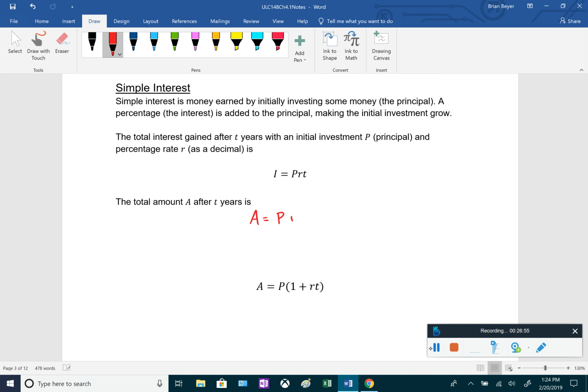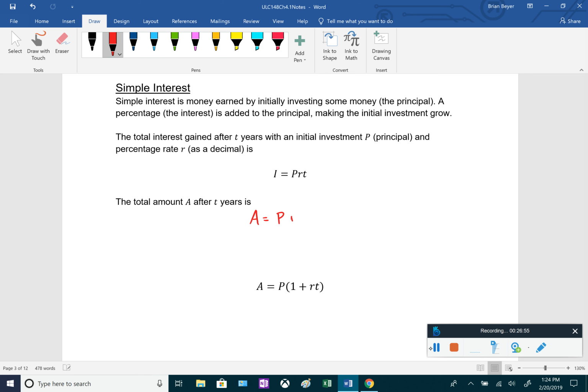So plugging these in, the interest is going to be 1,000 times 0.06 times 5. So the interest gained here is going to be $300. Okay, so you invested $1,000 for 5 years at a simple interest rate of 6%. The interest that you gained from that money was $300.